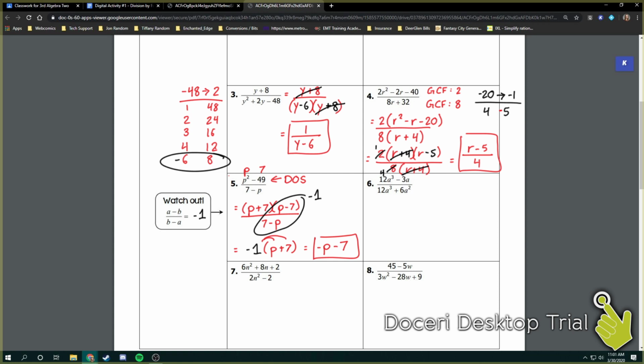Problem 6. 12a cubed minus 3a divided by 12a cubed plus 6a squared. Okay, so I'm going to look at factoring it. Always check for greatest common factor first. So for our numerator, the largest number that goes into 12 and 3 is 3, and then the largest power of a that's in common is a. In the denominator, the largest number that goes into 12 and 6 is 6. And the largest power of a that they have in common is a squared. So that's what I'm going to factor out front.